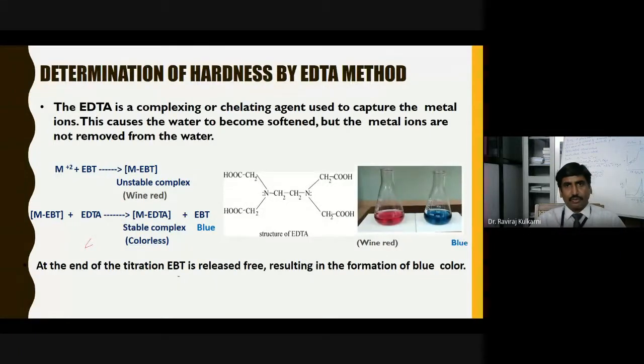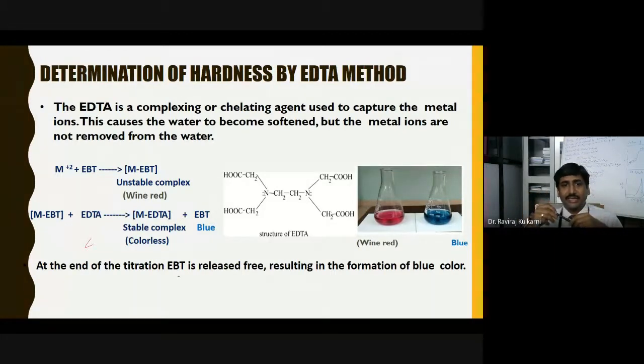So, determination of total hardness by EDTA method. Now we will come to the method used for this experiment. I think I have already shared a video. We have prepared videos of all 10 experiments, and I will be sharing them whenever I discuss that particular experiment. So, determination of hardness by EDTA method.